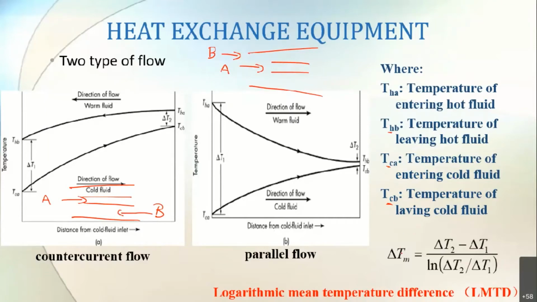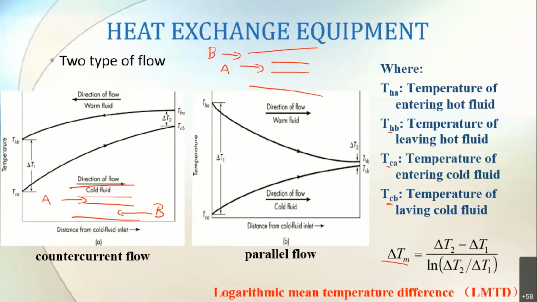So you will be introduced to this term which is called delta TM. Delta TM is actually the log mean temperature difference, or in short form, LMTD. This delta TM or LMTD will be used when you are designing your heat exchanger equipment. This is one of the important temperatures that you will be using in Dr. Halina's class. But for today, I'm just going to be introducing you to the concept of LMTD.